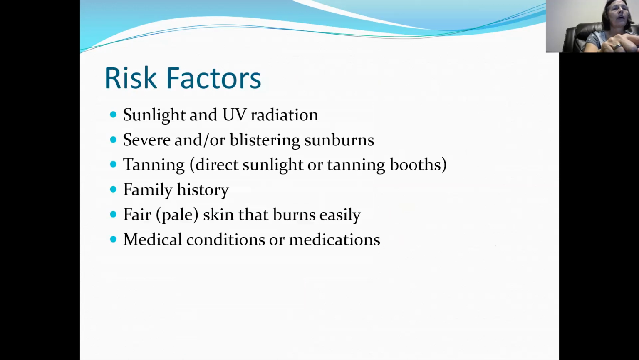So the risk factors for all of our skin cancers is excessive ultraviolet radiation, being out in the sun. So we want people to use sunblock. SPF 15 or higher is absolutely essential. We also want, if patients have had multiple sunburns, especially sunburns that have blistered, then that is a risk factor. People use tanning beds.